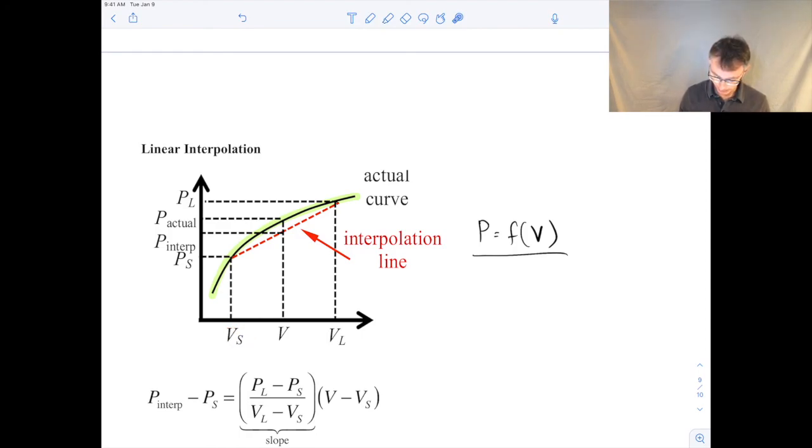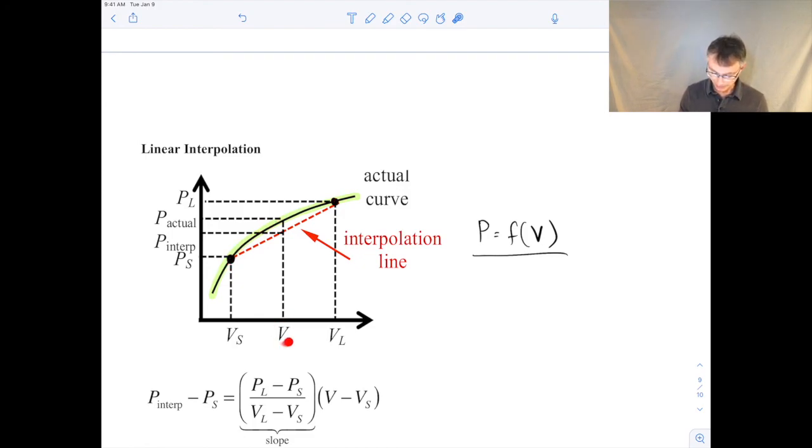That's the V sub S, meaning small. And so I know the property at that small value. So let's say I know the value here from my table. And I also have the property value at some large value, so that's the V sub L. So I know at this small value what the property value is, and at this large value, I know what the property is. So I know those two points from my table. And the actual curve looks like that.